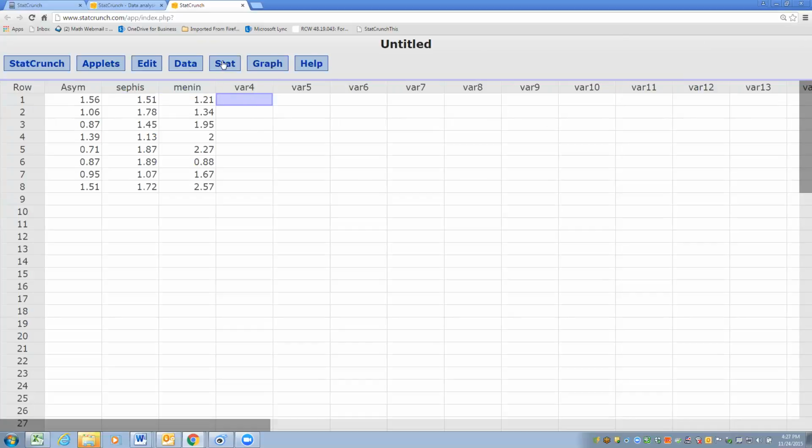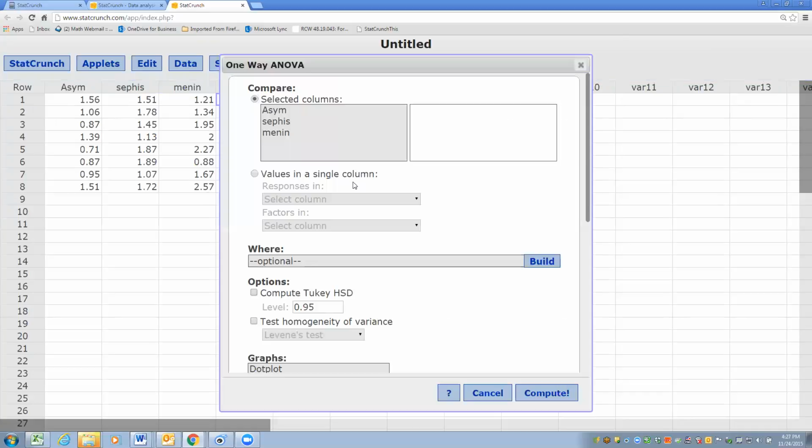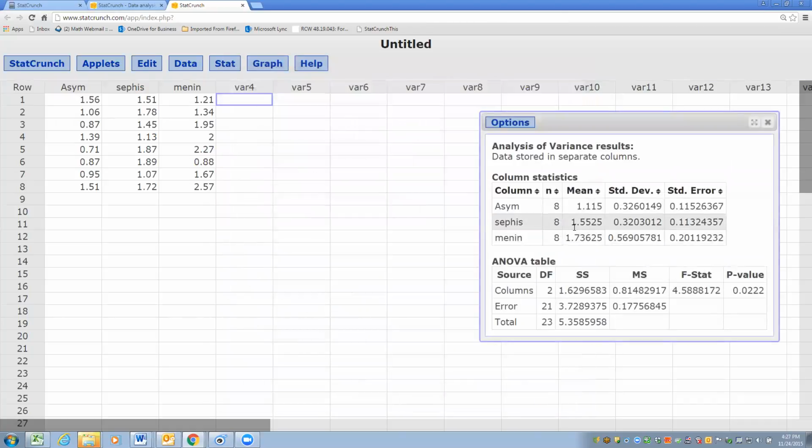Okay, I can go in and do Stat, Analysis of Variance, One Way. I'm going to select my 3 columns and hit compute, and notice it gives me my averages that I used in the previous example. It also gives me the standard deviations. If I square those standard deviations, I get the variances that I had in the calculations I used.